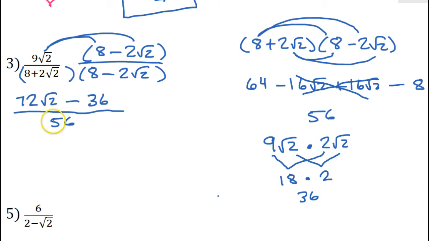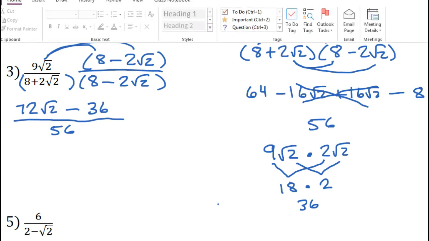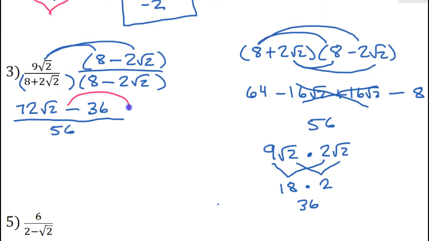Okay, now I'm looking to see if there's something that will divide evenly into all of these numbers. I feel like they are all divisible by 4. I think they're all divisible by 4. So let's try that and see what happens. I'm not worried about the radical 2, but the 72, the 36, and the 56, I'm going to divide all of them by 4 and see what happens.